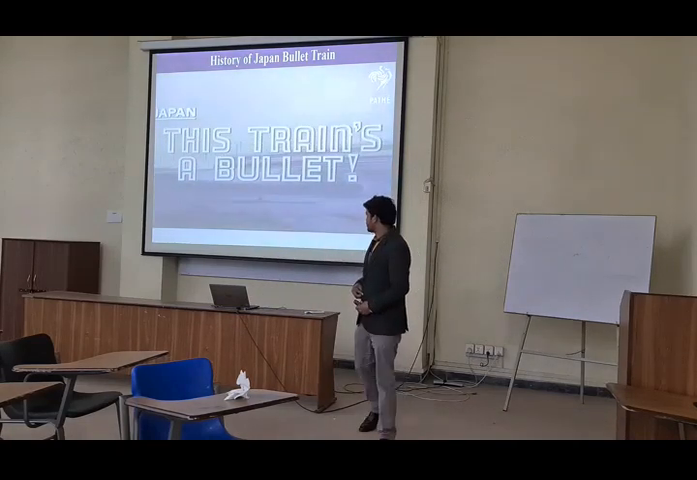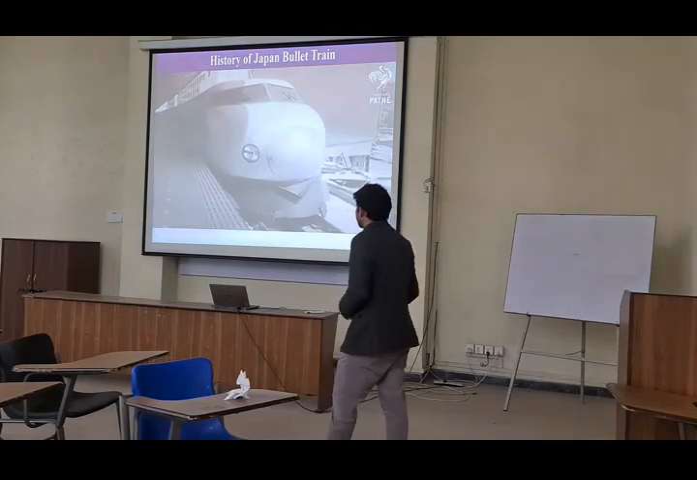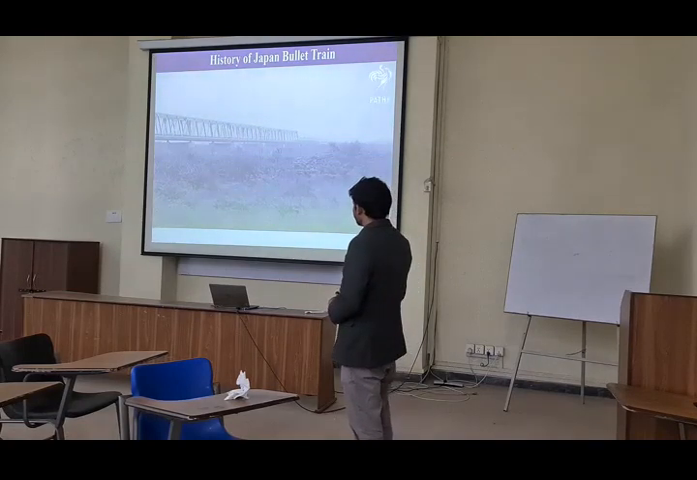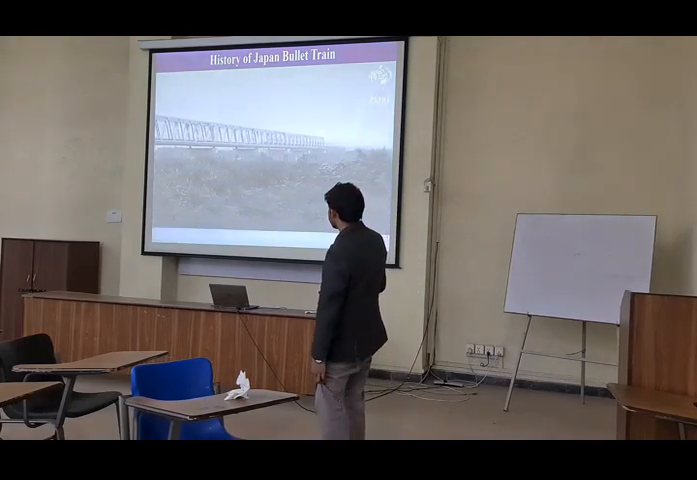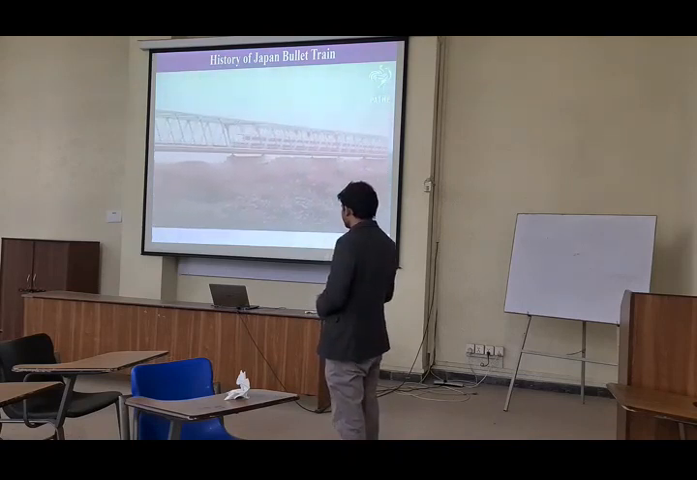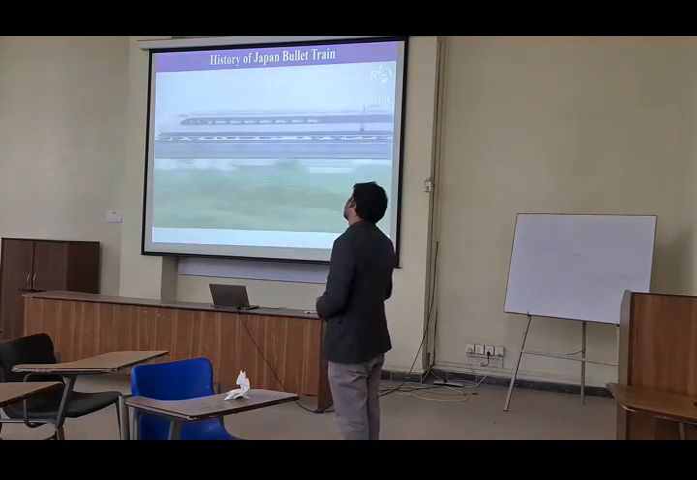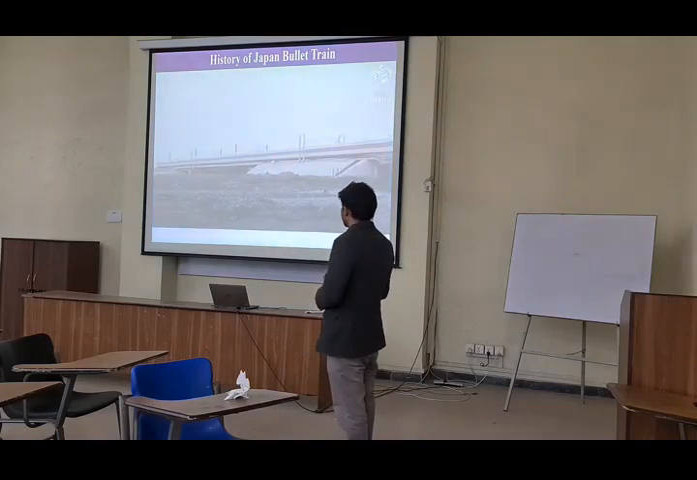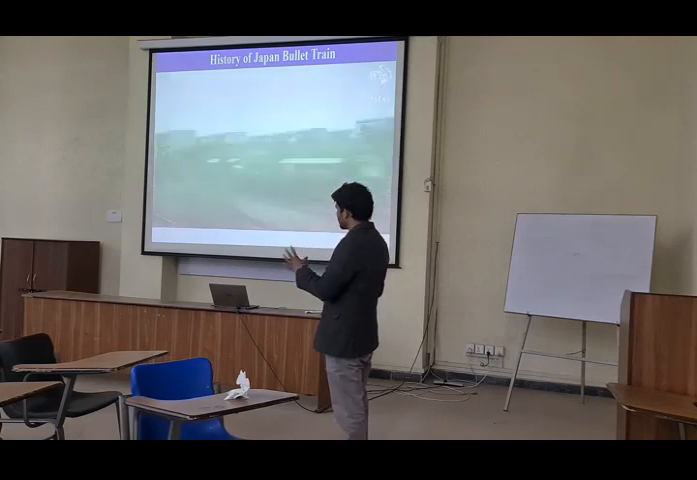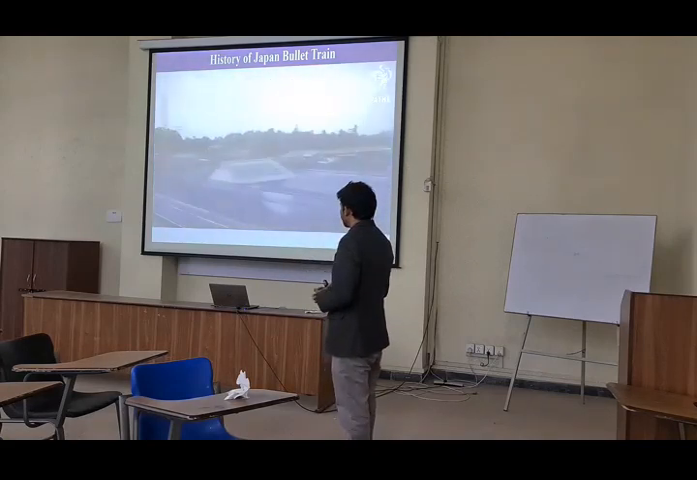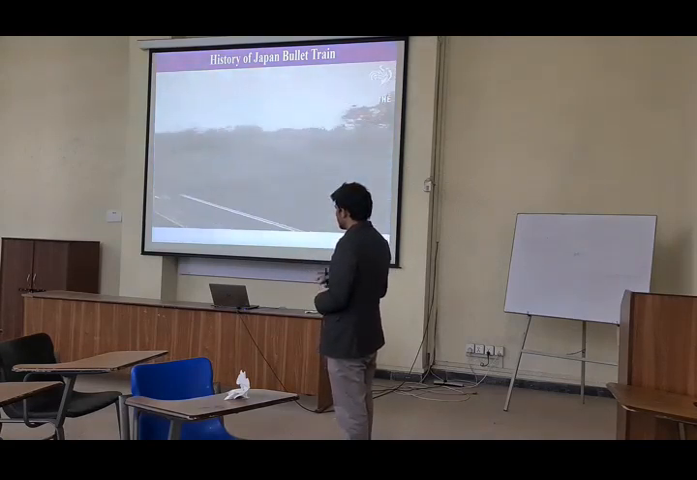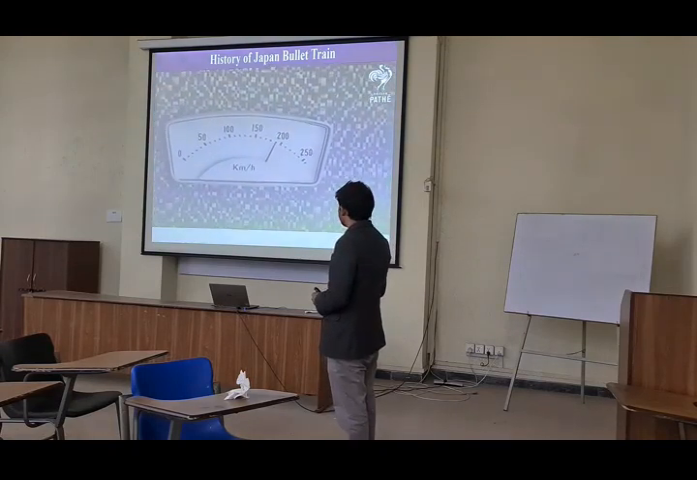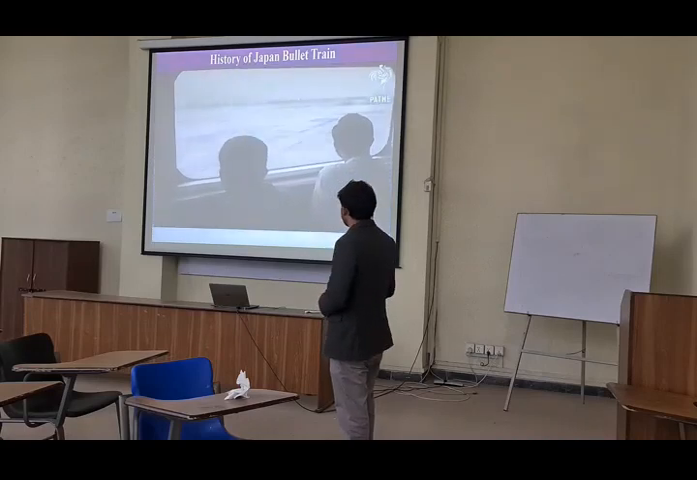So this is the first video which was made by the Japanese government at that time. This is very normal, but this is the track from Tokyo to Osaka. You can check 200 km easily.